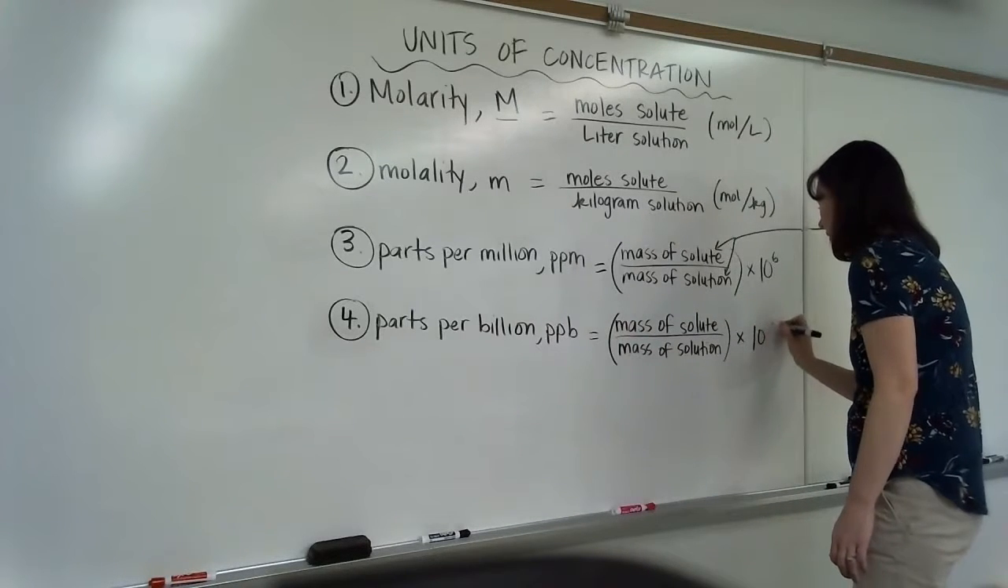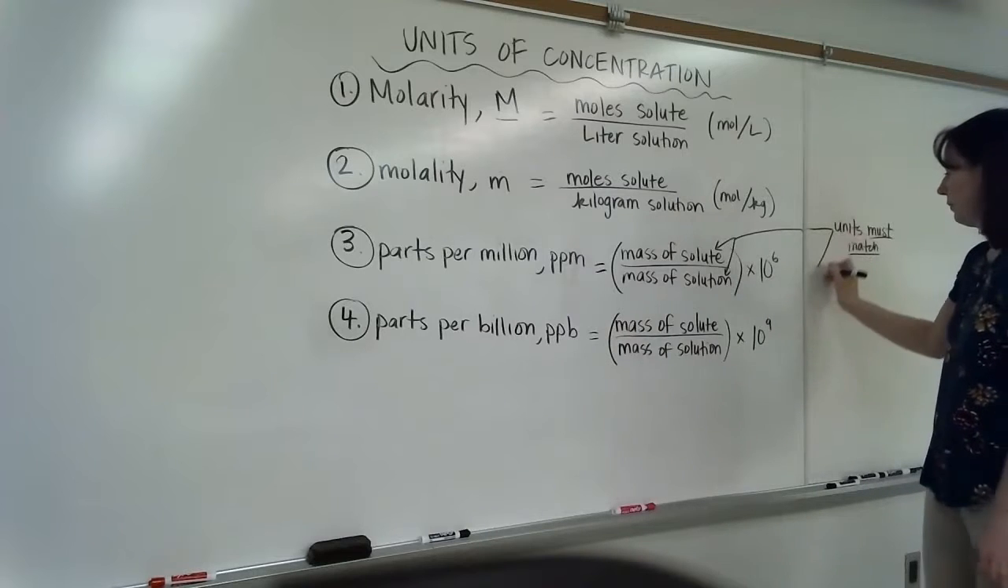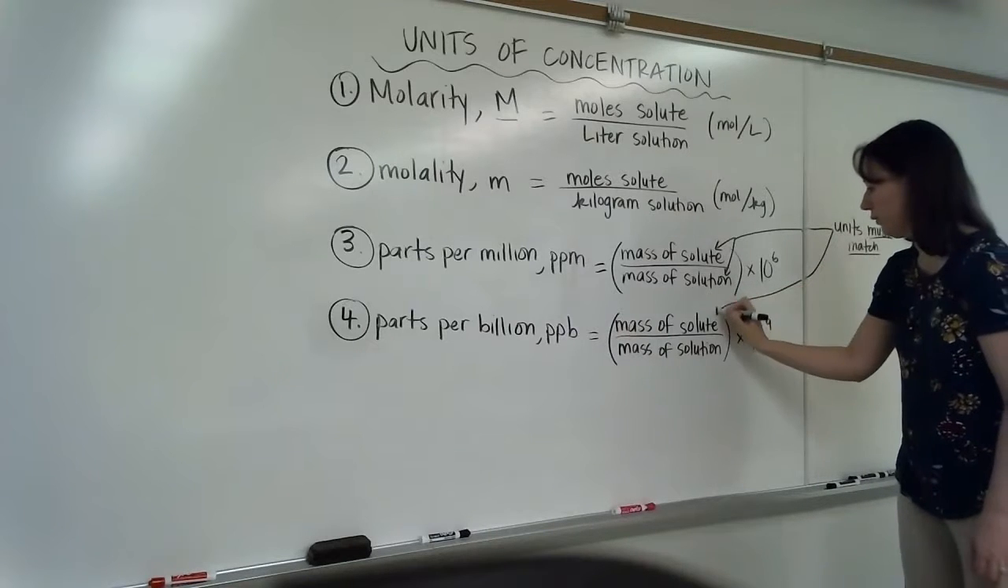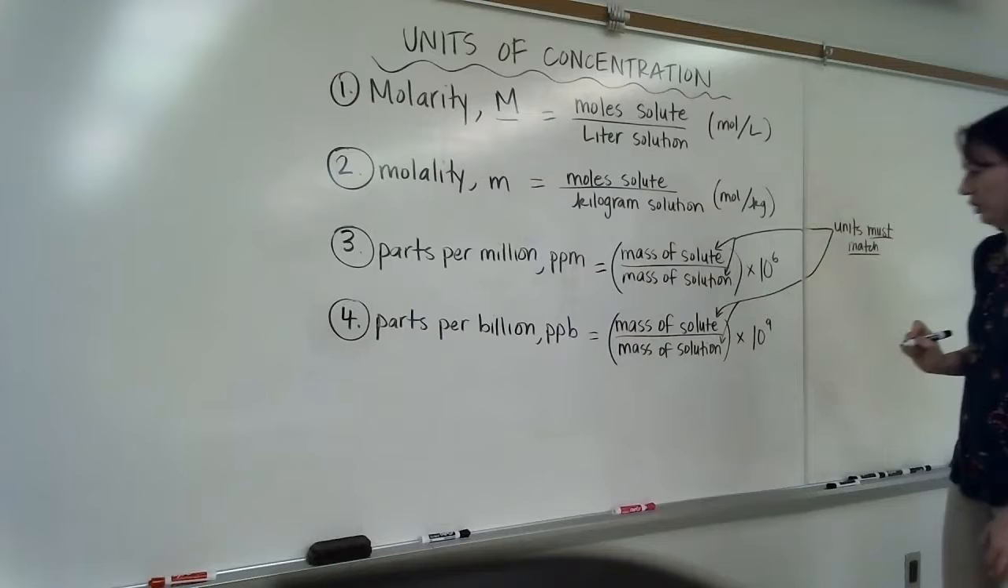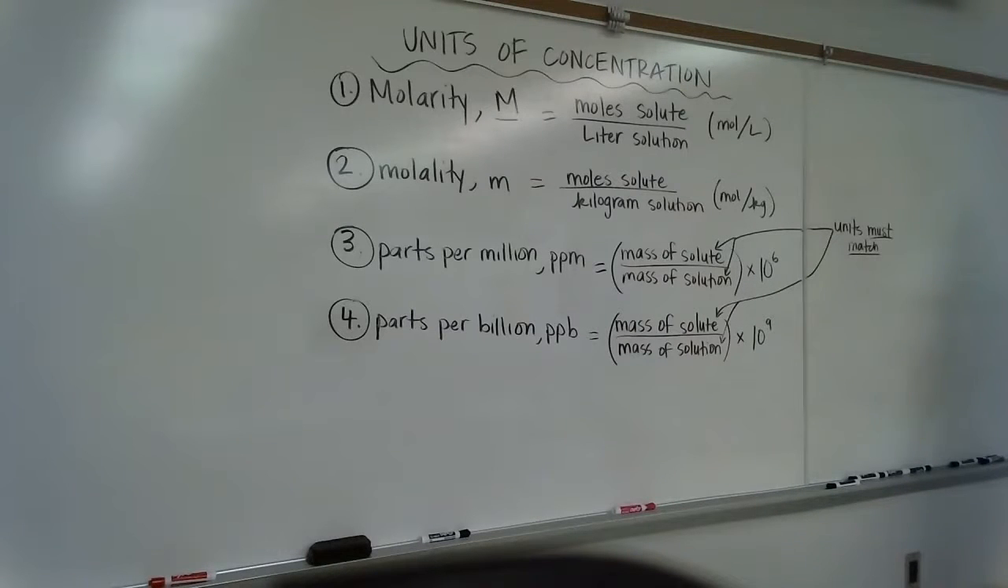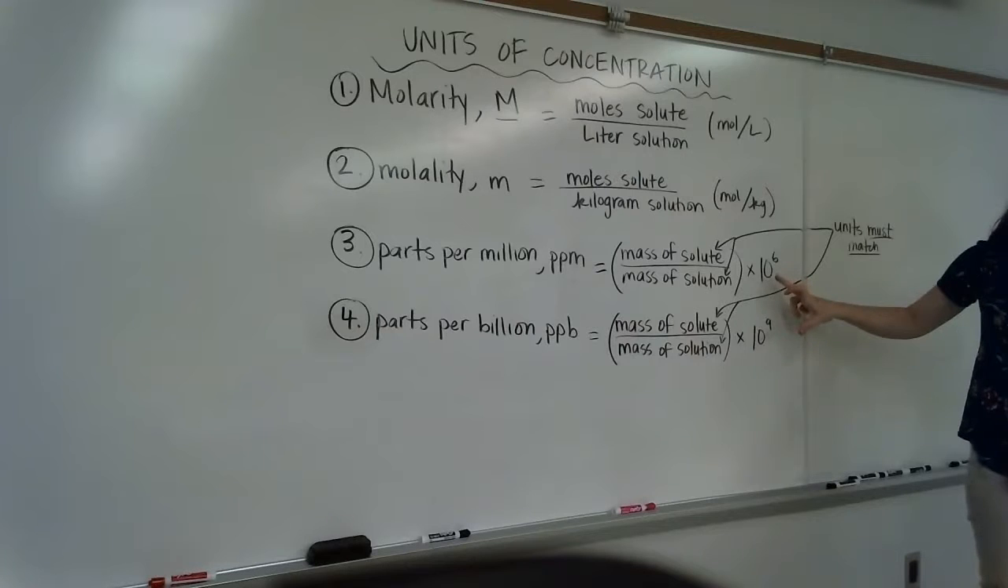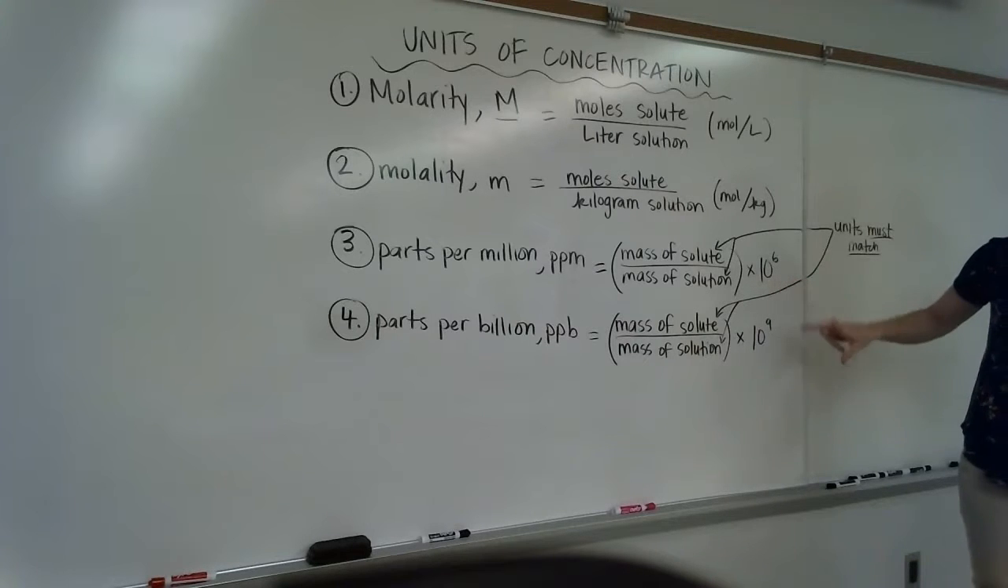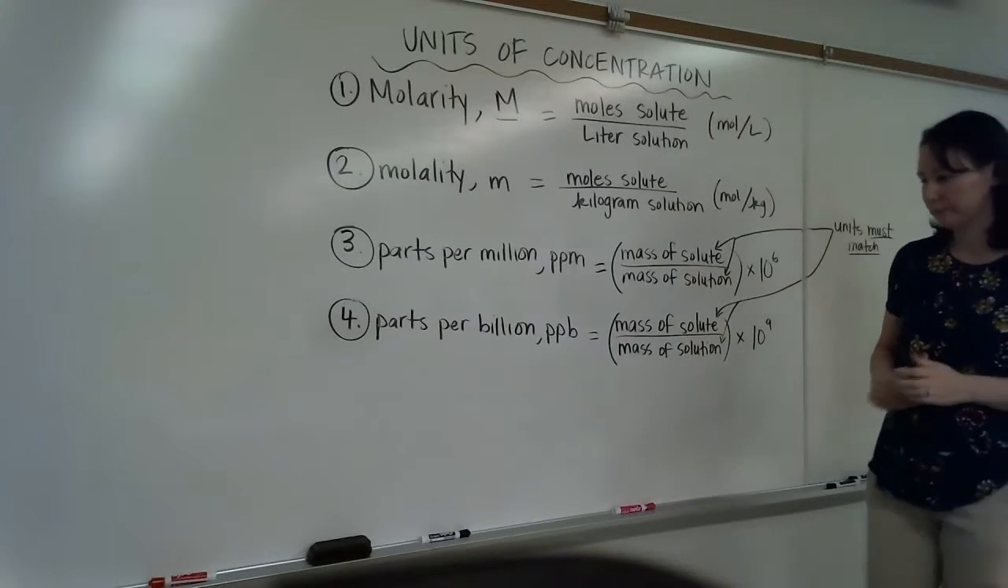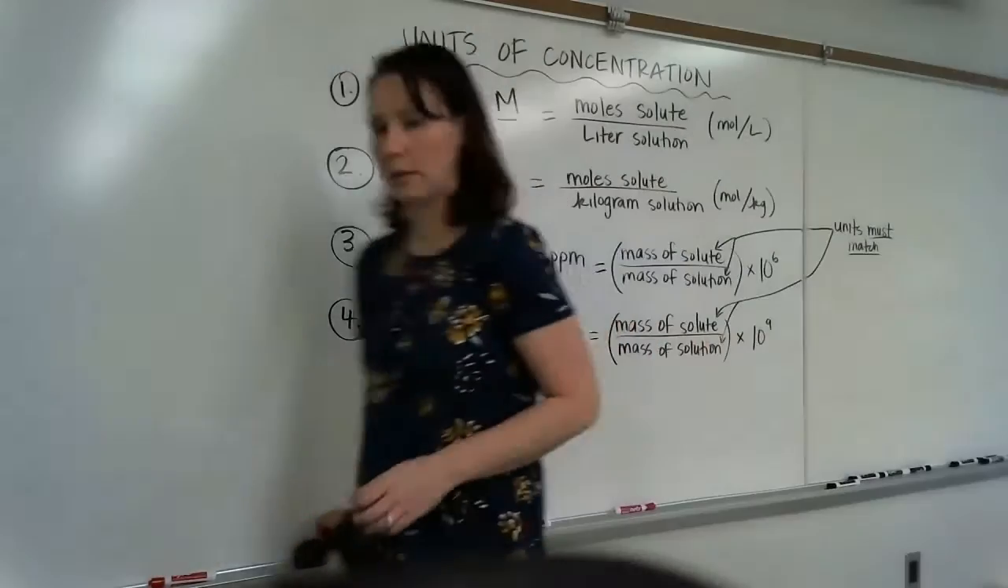Times 10 to the 9th. And again, make sure that your units of mass match each other. If one's in milligrams and one's in kilograms, your answer is going to be totally nonsense. Right? Your answer won't make any sense. So parts per million and parts per billion are calculated the exact same way. The only difference is what we're multiplying by. Okay? Multiply by 10 to the 6th, multiply by 10 to the 9th.